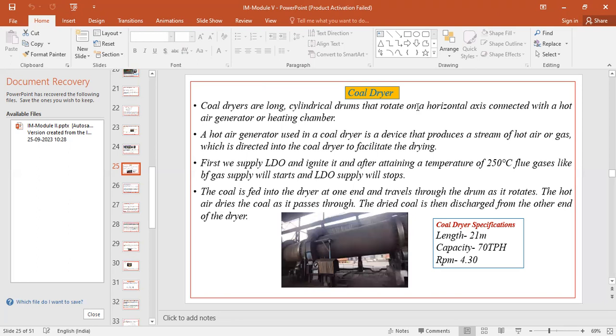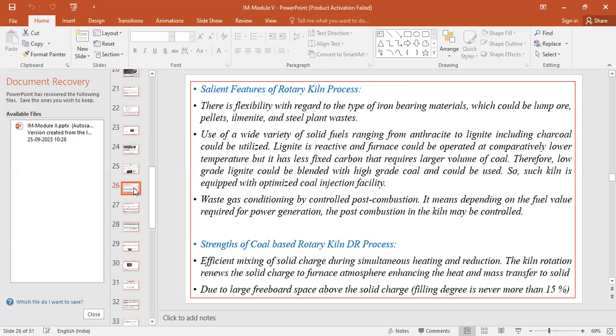Similar to a rotary kiln, there will be a feed end and a discharge end. The coal is fed into the dryer at the feed end and travels through the drum, which rotates at approximately 4.3 RPM. The length of the dryer is approximately 21 meters, and it can discharge almost 70 tons of dried coal per hour. We also send hot air, which dries the coal, and the dried coal is discharged out of the dryer.